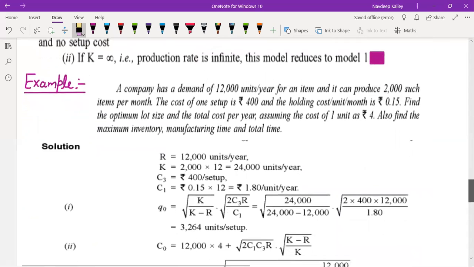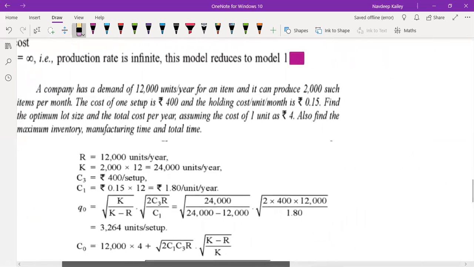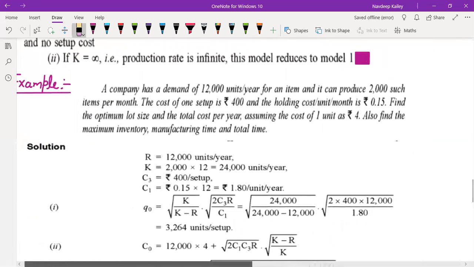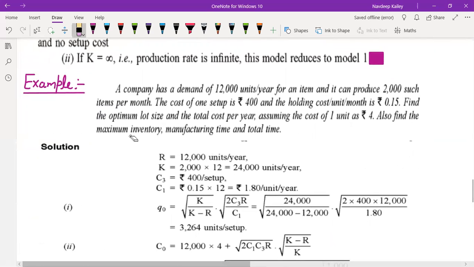The first example is: a company has a demand of 12,000 units per year for an item, and it can produce 2,000 such items per month. The cost of one setup is rupees 400, and the holding cost per unit per month is rupees 0.15. Find the optimum lot size and the total cost per year, assuming the cost of one unit as rupees 4. Also find the maximum inventory, manufacturing time, and total time.